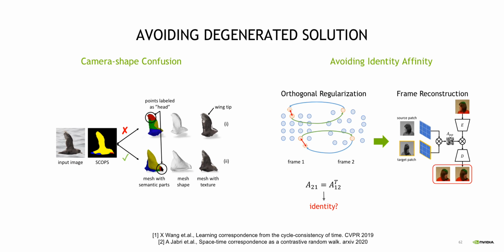In several other related works using cycle consistency for video correspondence learning, different augmentations like random cropping from the first frame are applied in order to avoid it. More information can be found in these two papers.